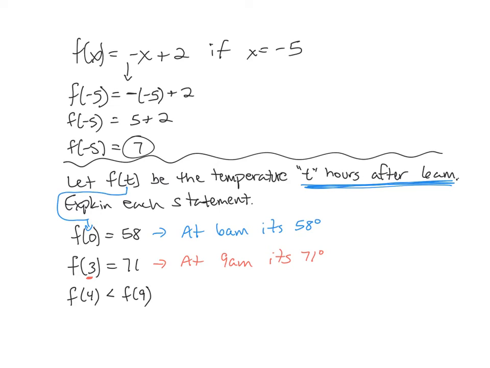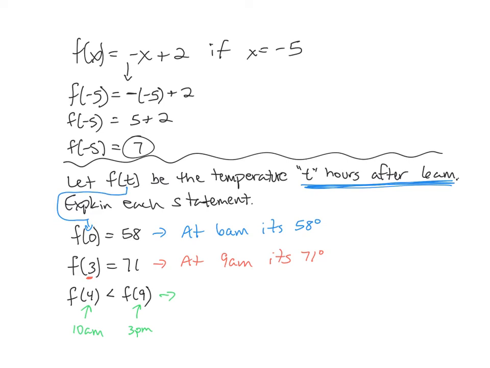f of 4 is less than f of 9. Okay, well, the 4 represents 10 a.m. because it's 4 hours after 6 o'clock in the morning. And the 9 represents 3 o'clock in the afternoon. Okay, so this f of 4 is less than f of 9.